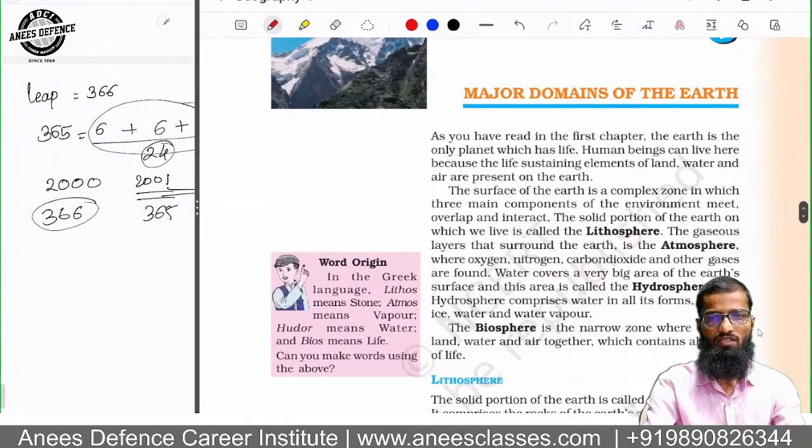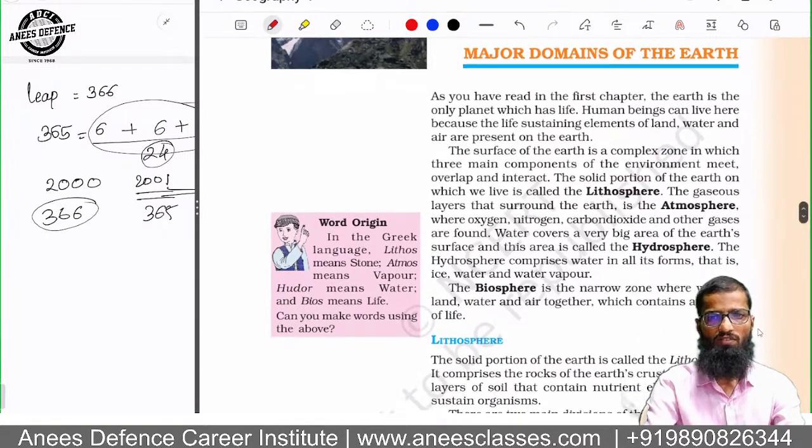So as you have read in the first chapter, the earth is the only planet which has life. Human beings can live here because the life sustaining elements of land, water and air are present on the earth. The surface of the earth is a complex zone in which three main components of the environment meet. Now which are the three main components? That is what we have to see. One is the lithosphere, another is atmosphere, another is hydrosphere, and the next is biosphere.